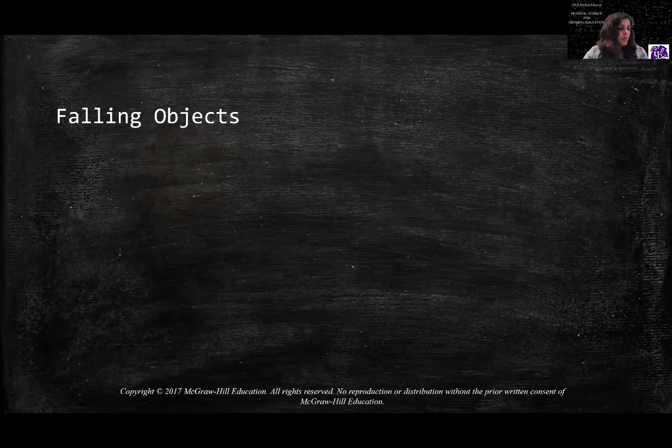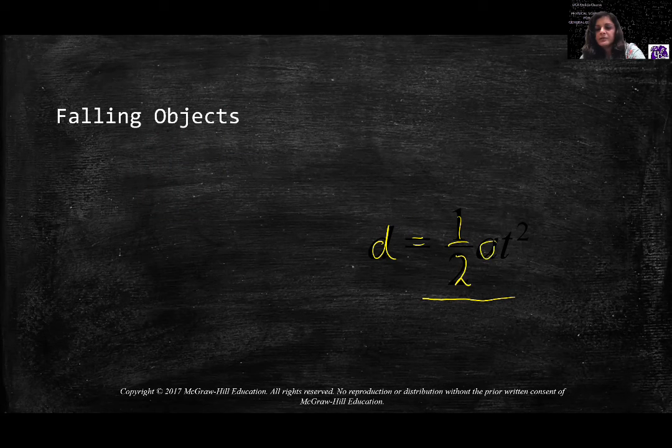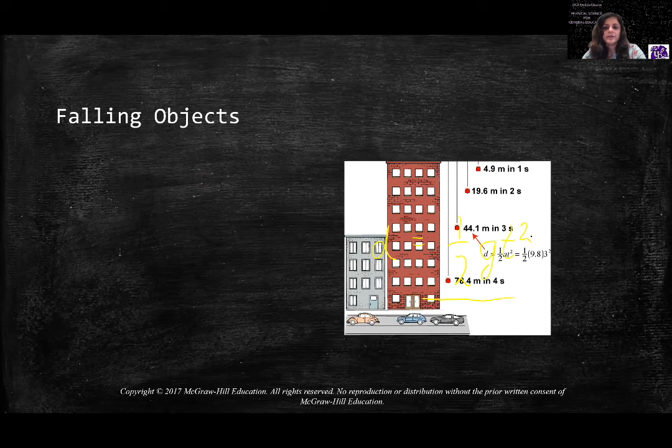All right, so when it comes to falling objects, we can get, I don't know if you can see this, d is equal to 1/2 a, and I'm just going to write g here because it's acceleration due to gravity when it's falling, t squared. Okay, so let me just erase that.